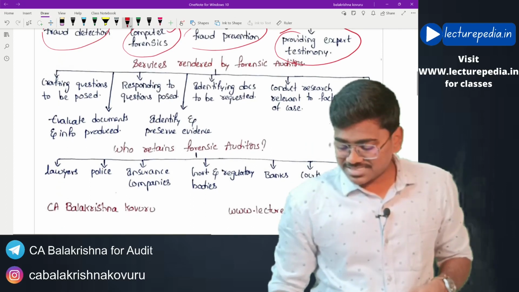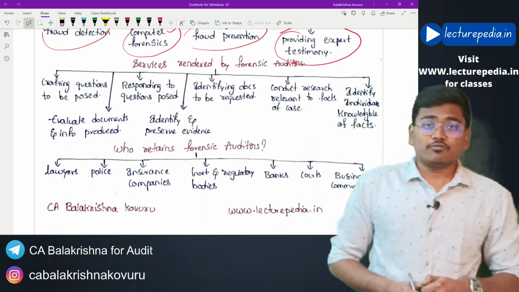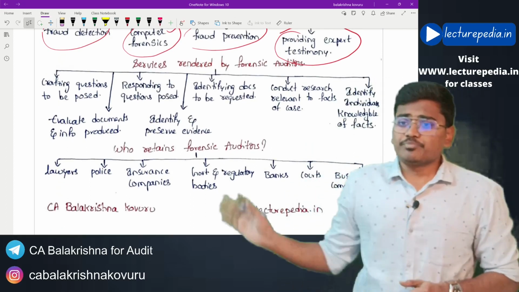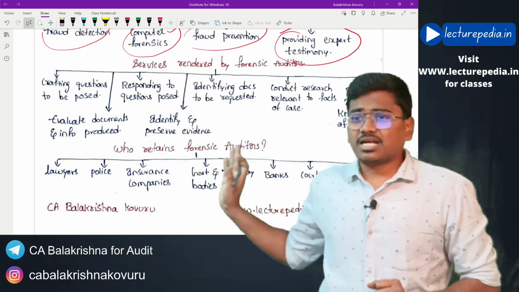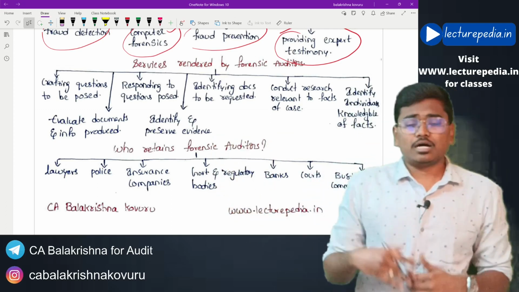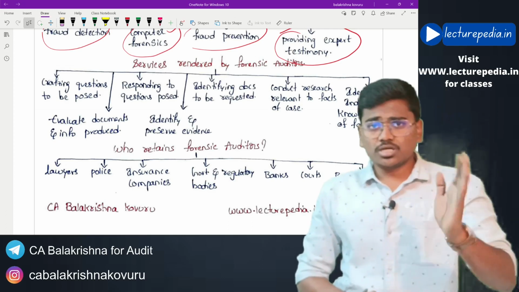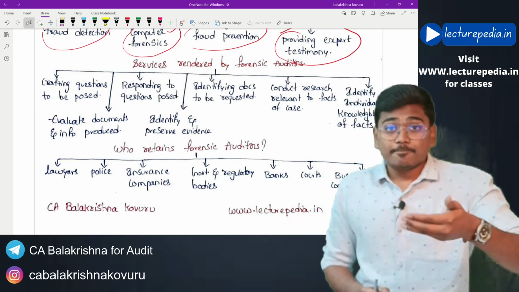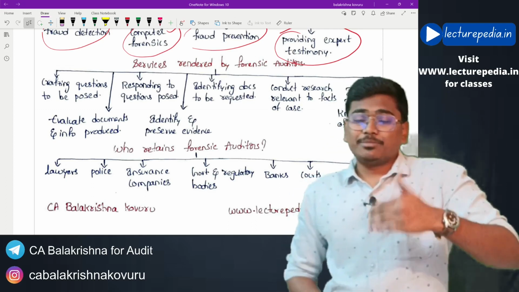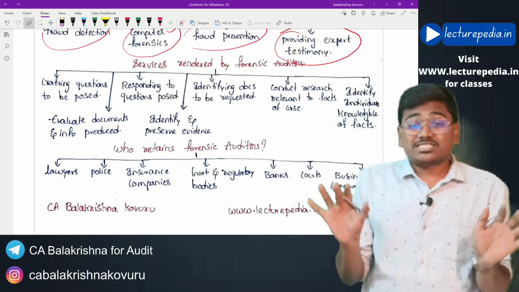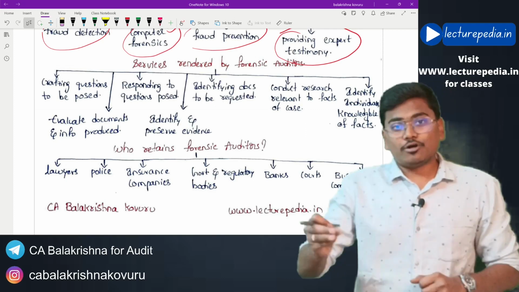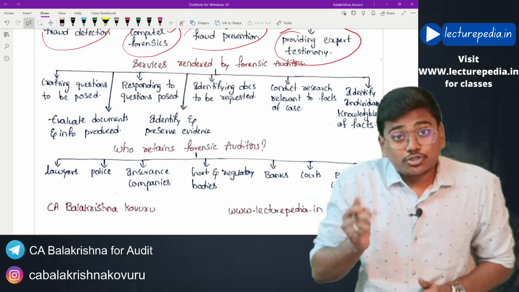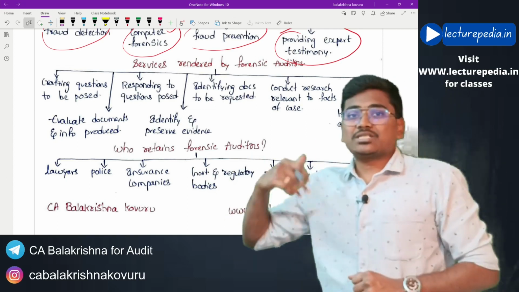Now what are the services that the forensic auditor will provide? Generally he will provide the following services: crafting questions to be asked to the people, which type of questions to be asked so that the fraud can be identified. Those questions will be crafted by the forensic auditor, and he will also be involved in answering the questions that have been posed.